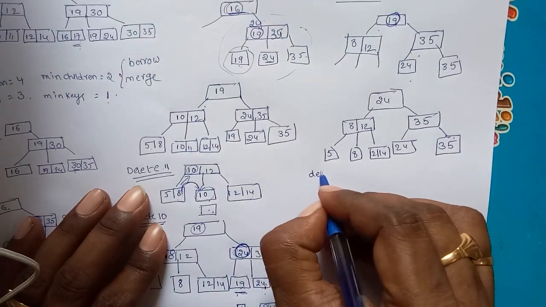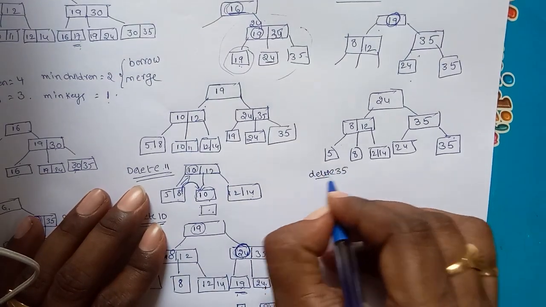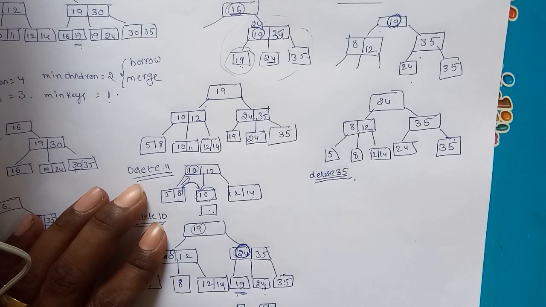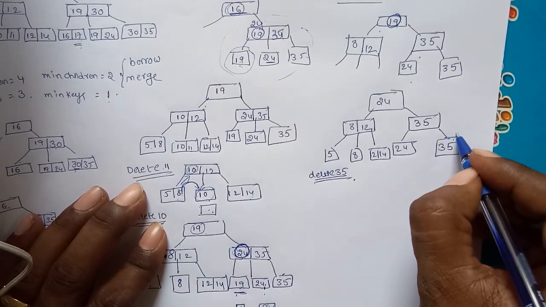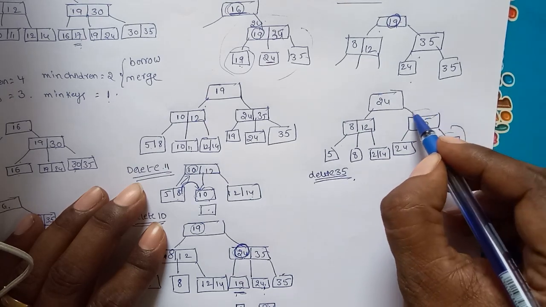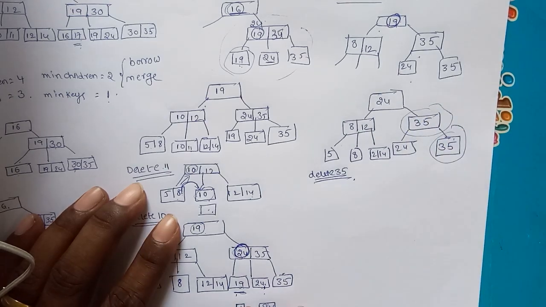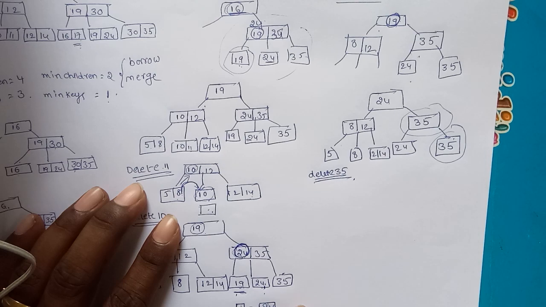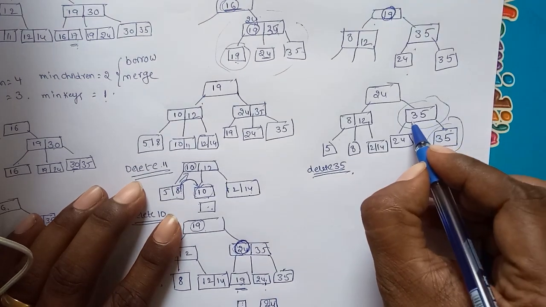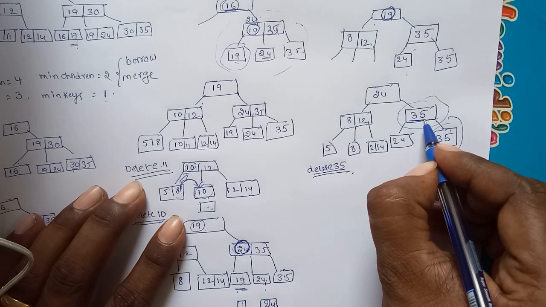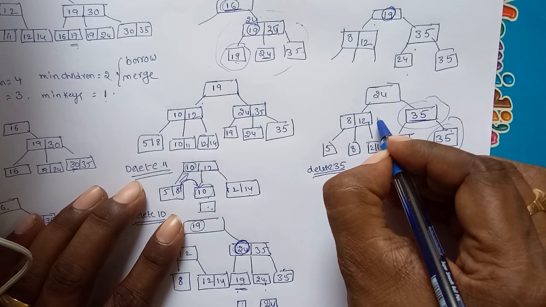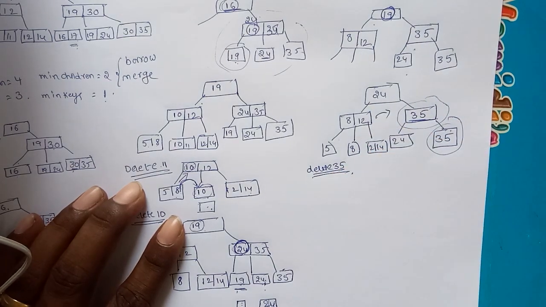Suppose we delete 35. What happens after deletion of 35? It is removed. At the same time, this is also removed, and this is also removed. This is empty. If this is empty, what to do? Apply the same procedure. Take a borrow from the sibling.